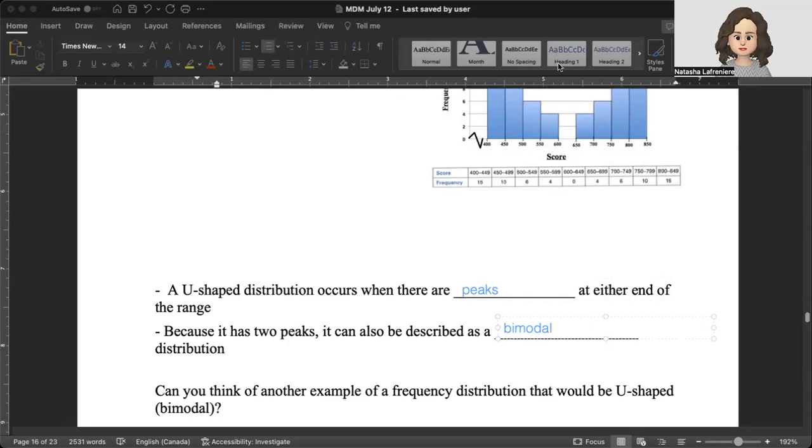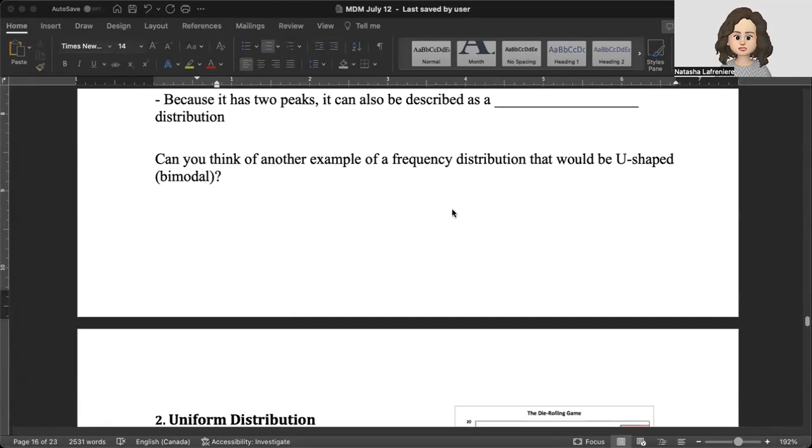Okay, so I'm going to clear this. So can you think of another example of a frequency distribution that would be U-shaped? The best example I could think of is marks on a test where half of the class just didn't get it. Okay, so I'm gonna clear this.